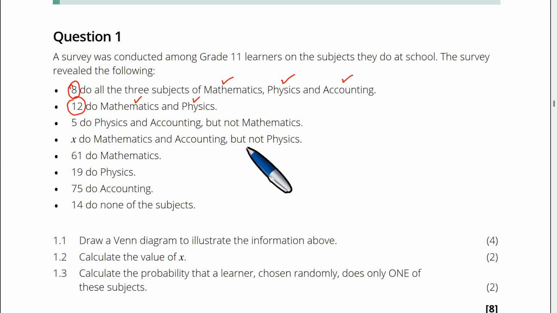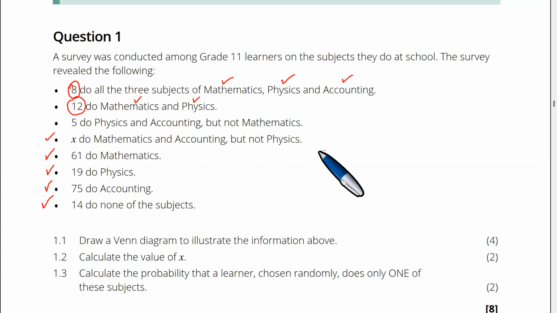I was then saying that you have X students that do mathematics and accounting, but not physics. So you have 61 students that do mathematics. You have 19 students that do physics. You have 75 students that do accounting. You have 14 students that do none of the subjects. So what are we supposed to do in this particular question? Is to draw a Venn diagram to illustrate the information above.